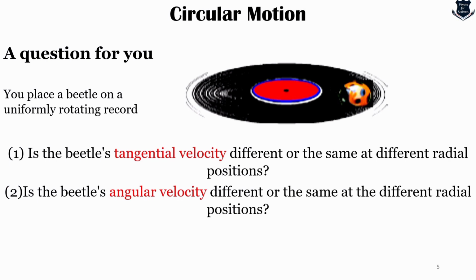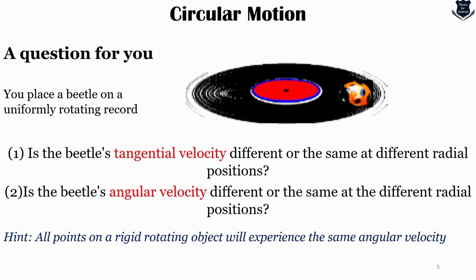This is just food for thought. You can put your answer in the comment box of this video. I would like to check and we can talk about that. Here is a small hint: remember that all points on a rigid rotating body or a rigid rotating object will experience the same angular velocity. So I have just given a hint. If there is a beetle on the turntable, you need to find out whether the tangential velocity is different or the same. The same goes for angular velocity.